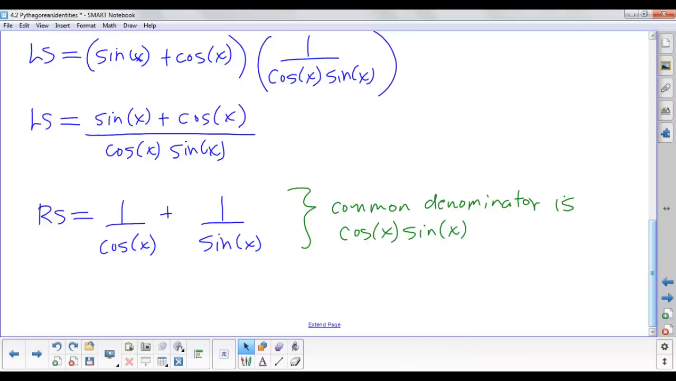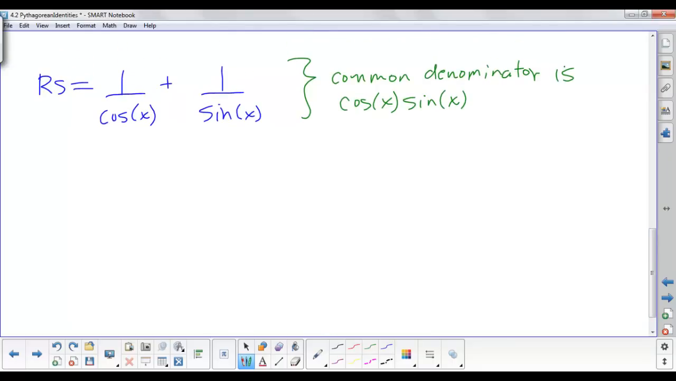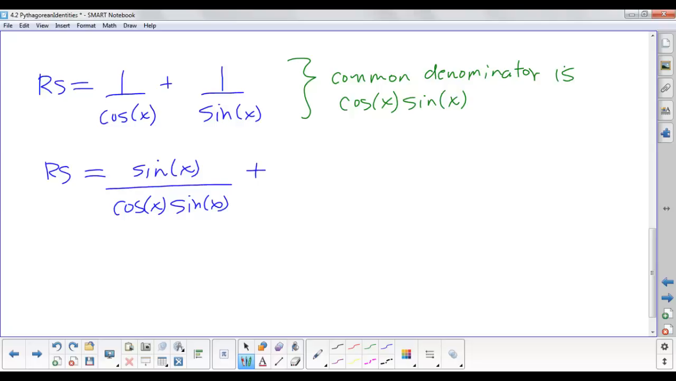So what I'm going to do is create equivalent expressions on the right side that have the desired common denominator. What would I need to do to the first expression in order to produce the denominator that I want? Well, I'd have to multiply top and bottom by sine of x. So that first term will end up being sine of x over cos of x sine of x. And similarly, I'd have to multiply the next expression, top and bottom, by cos of x. So this will become cos of x over cos of x sine of x.